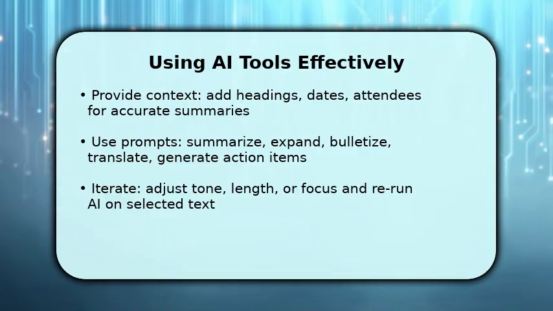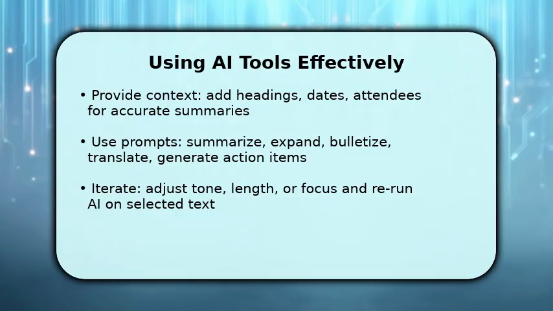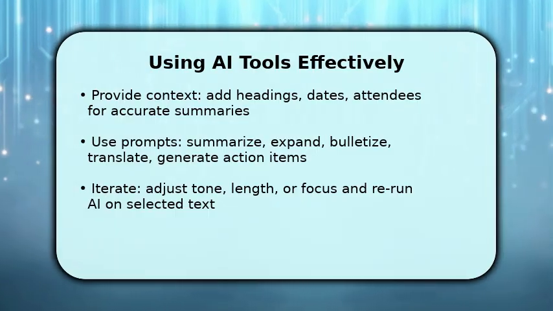If the first pass is off, refine the prompt and rerun. You can ask for shorter length, more detail, or a different tone. That iterative loop sharpens results fast.